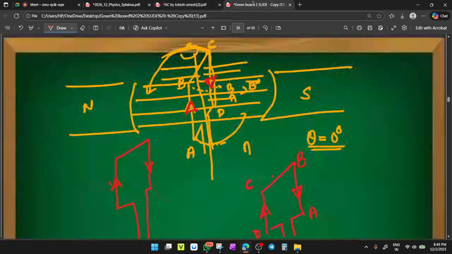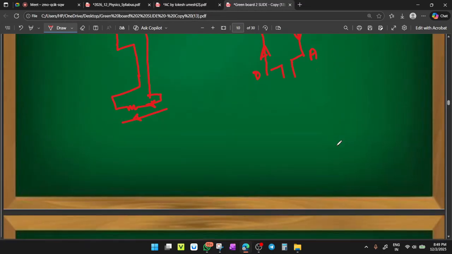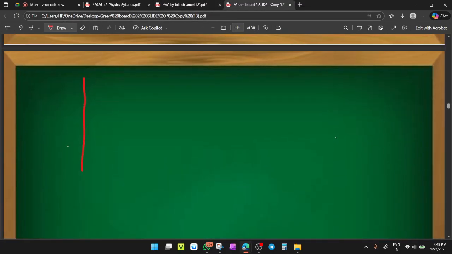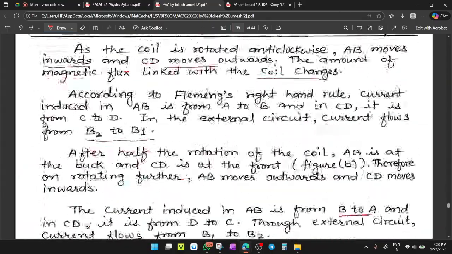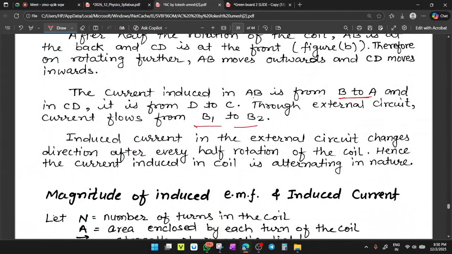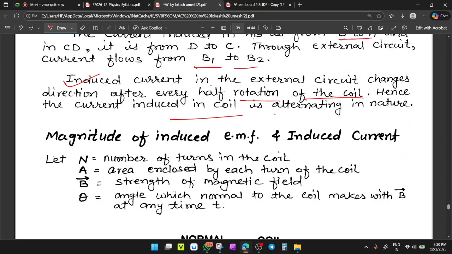So you can make a diagram in which, in the first half cycle, the direction of current is positive, and in the other half cycle, the current is negative. So the induced current in the external circuit changes direction after every half rotation of the coil. Hence, the direction of induced current is alternating in nature.